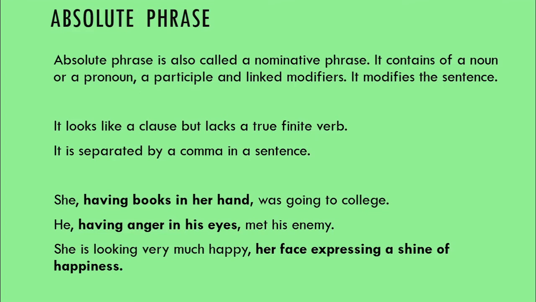Having books in her hand is an absolute phrase here. He, having anger in his eyes, made his enemy afraid. Having anger in his eyes, this phrase indicates an absolute phrase. She is looking very happy, her face expressing a shine of happiness. So here her face expressing a shine of happiness indicates an absolute phrase because it contains a noun.